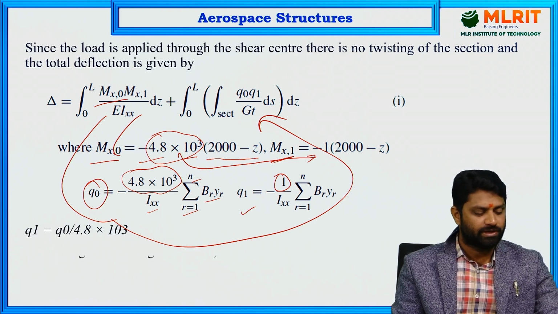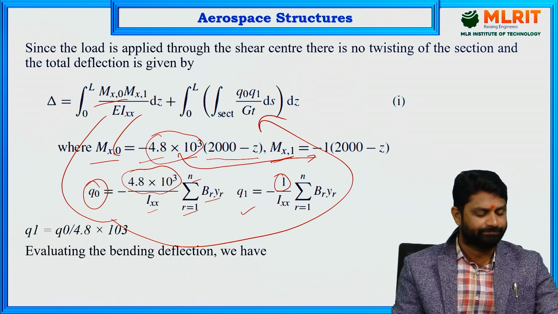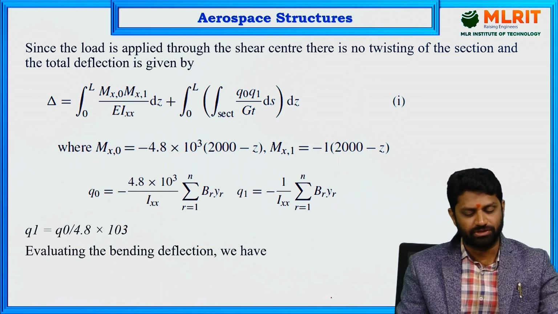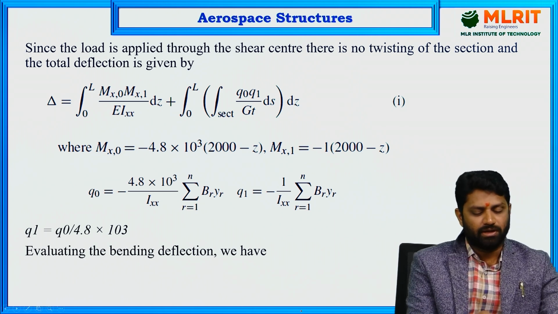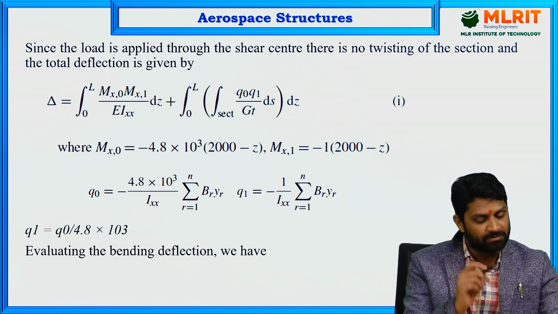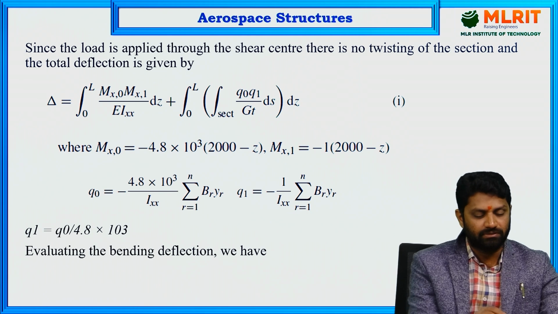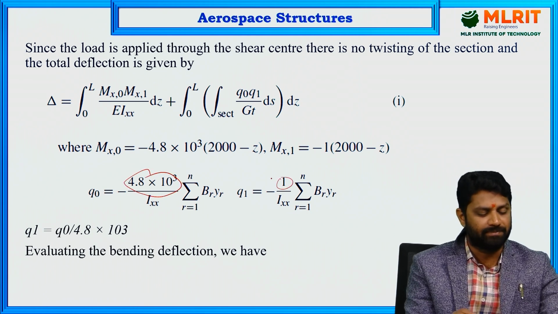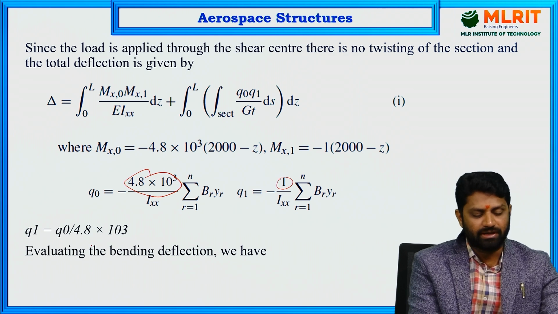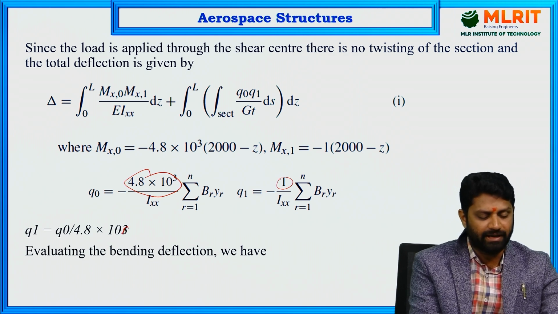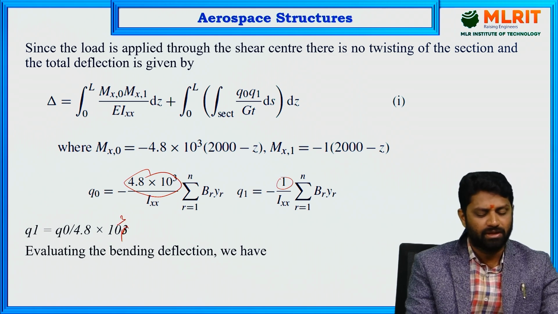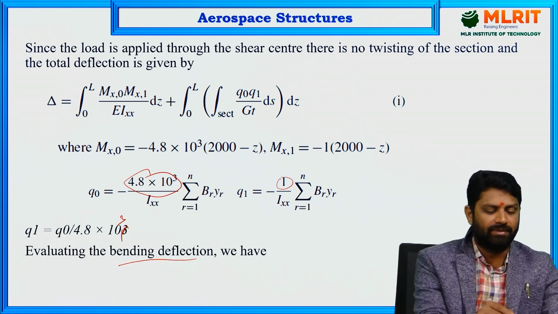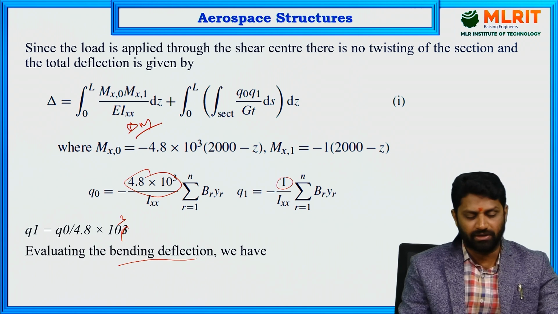Now, when you calculate here, you get a relationship, because q0 you can get in terms of q1, because only the 4.8 into 10 power 3 and this 1 differ, and the rest of everything else is the same. Therefore q1 you can write as q0 divided by 4.8 into 10 to the power of 3. Then let's first evaluate the bending deflection, that is delta M.